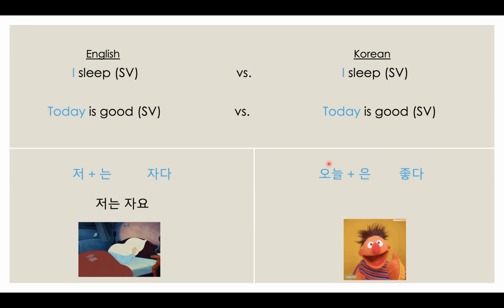Then on the right, we have 오늘 plus 은 and 좋다, which is to be good. Put together, 오늘은 좋아요. As for today, it is good. So it's kind of clarifying that out of days in general, or out of the days, today in particular is good.